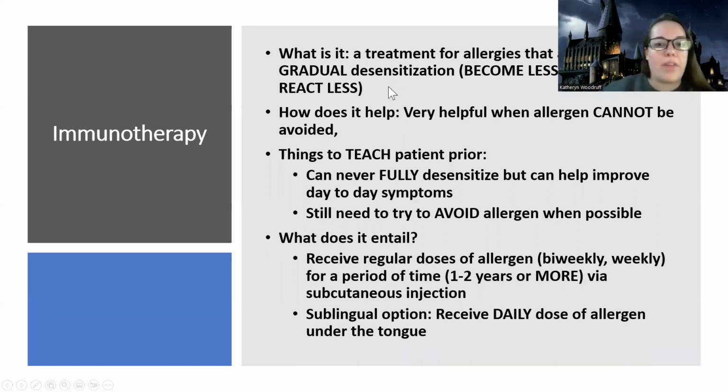So then I talked about that a lot of times this can be used for what's called immunotherapy. So what is immunotherapy? It is a treatment that is pretty much injecting the allergens that you are allergic to. They make a cocktail of them because most people are allergic to multiple things, and then start to inject them in small amounts into you to gradually desensitize you to it.